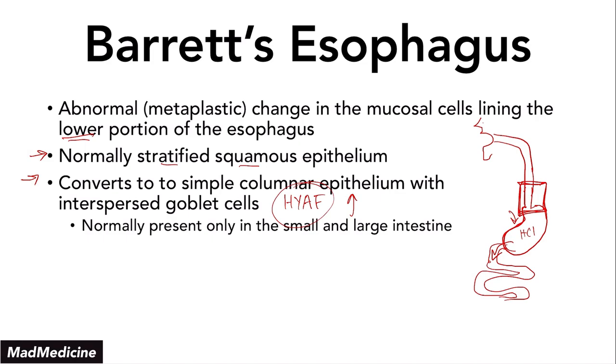So why then would you get the metaplastic change in the esophagus right here from stratified squamous, which by the way will look something like this, right? These are very thin and tiny stratified flat cells. Stratified just means they're in layers like this. Okay, and I'll show you guys a photo in a second. Okay, so from stratified squamous epithelium to simple columnar with some goblet cells.